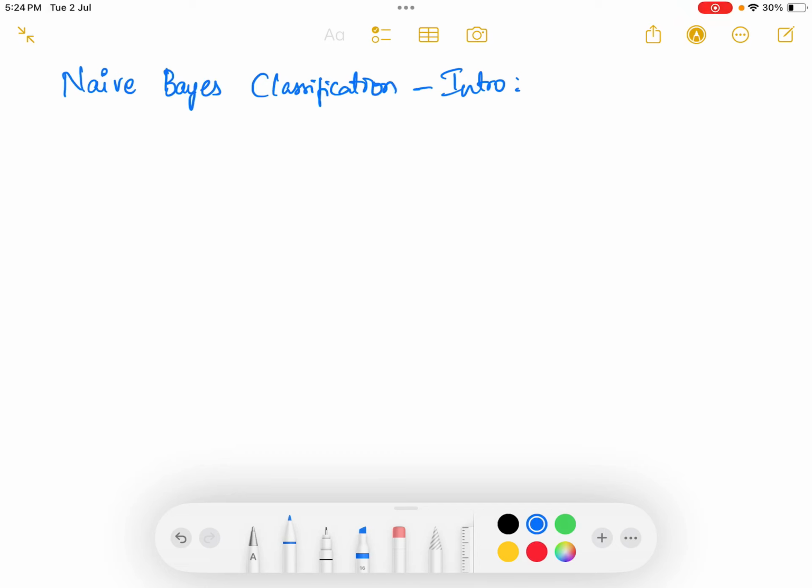In this video we will see about naive Bayes classifier. Okay, the whole idea is how can we utilize Bayes theorem for classification. So we will see what is Bayes theorem here.